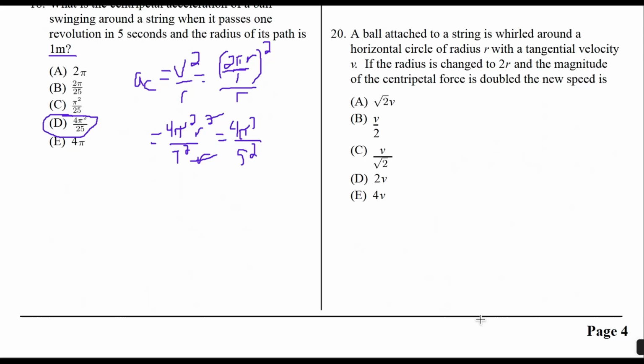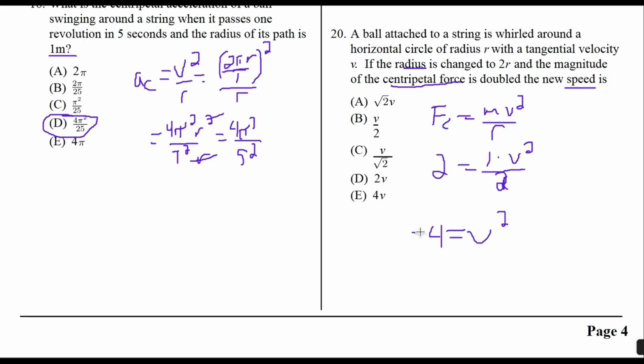All right, this one is a 1-1 question where they want to figure out what happens to the new speed. So they're telling us centrifugal force, radius, and speed. So we do Fc equals mv squared over r. The force is being doubled, the mass is staying the same, and the radius is being doubled. You can already see here we get 4 equals v squared. So taking the square root, we get 2v. So the speed is also going to be doubled.